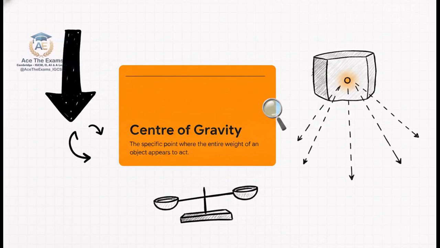It's not where the mass is. It is not the middle of the object. It is the specific point where the entire weight appears to act. The principal examiner reports explicitly highlight these definitions as the ultimate foundation for top marks. If you start your extended response by dropping this exact word-for-word definition, you immediately lay down an undeniable starting point. You're basically telling the examiner, hey, I know the exact physical principles at play here.